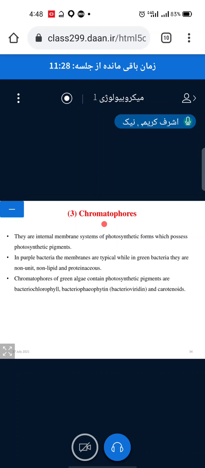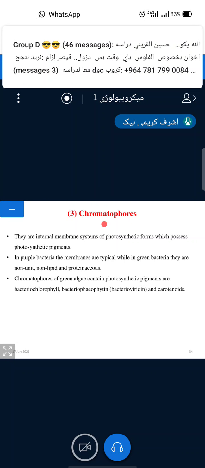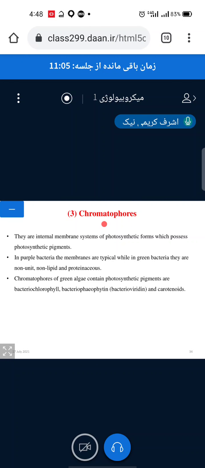Chromatophores of green bacteria contain photosynthetic pigments: bacteriochlorophyll, bacteriophytin or bacterioviridin, and carotenoids. Some of the chromatophore pigments are carotenoids, bacterioviridin, and bacteriochlorophyll.